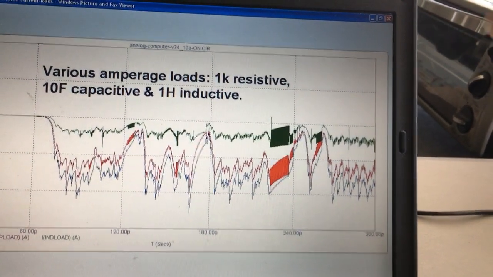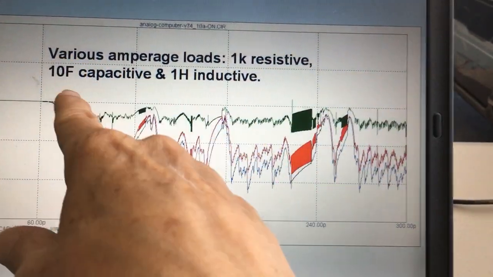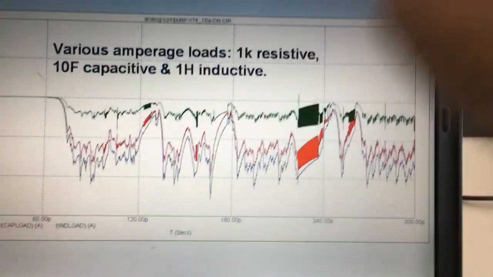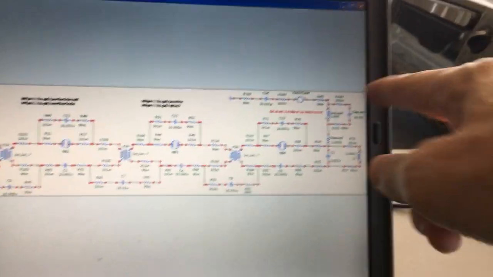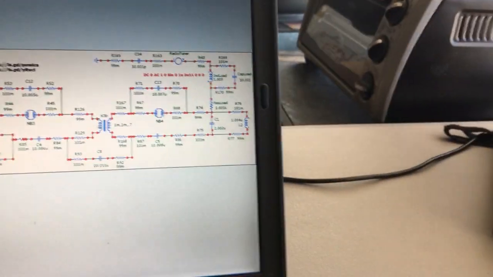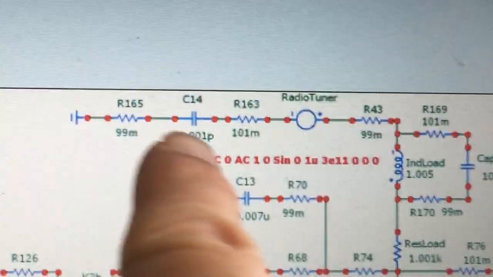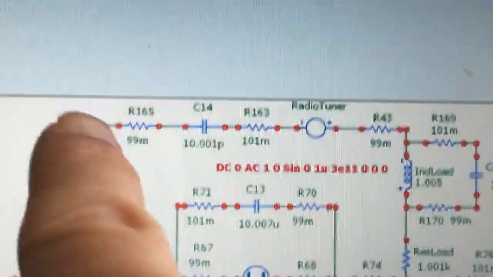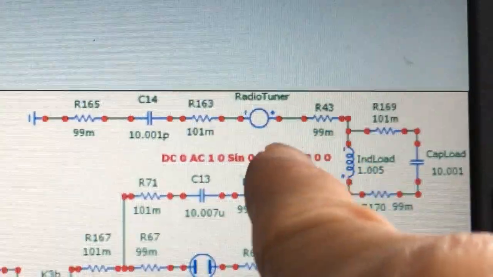Now here are the various amperage loads. The 1000 ohm resistor, the 10 farad capacitor, and the 1 Henry inductor, which is located off to the side here. So we have the radio tuner at the top here. There's a little capacitor of 10 picofarads separating the radio tuner from ground, which could be an aerial for all I know.